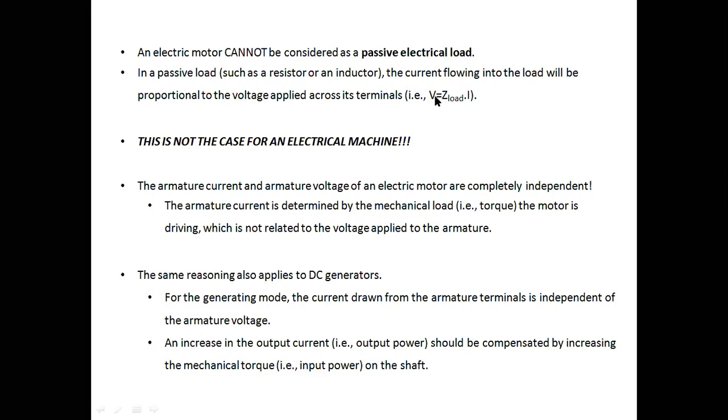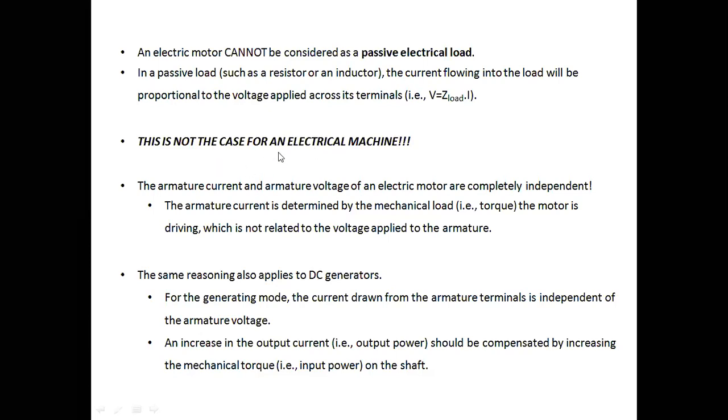So we can say here we will get the value of voltage across that load will be equal to Z load into I. So we cannot take an electrical motor as a passive load. We cannot take it as a resistor or inductor. We can take any machines, any type of load that can work at domestic or industrial level, but we cannot take a passive load. So this is not the case for an electrical machine. We cannot take this for the electrical motor.